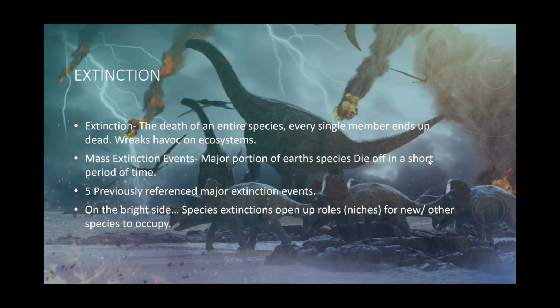There have been multiple mass extinction events, which is when a major portion of Earth's species die off in a short period of time. We mentioned five, or the five previously major extinction events. On the bright side, a species extinction opens up roles and niches for other or new species to occupy. As you can see in this picture, this is an example of an extinction, the KT extinction, which killed all the dinosaurs.